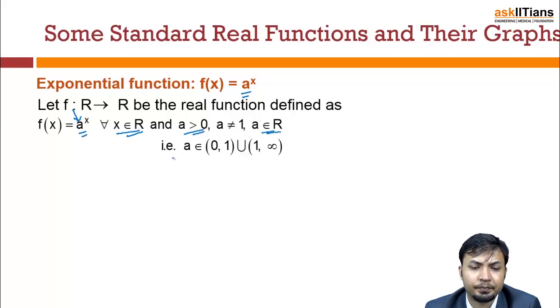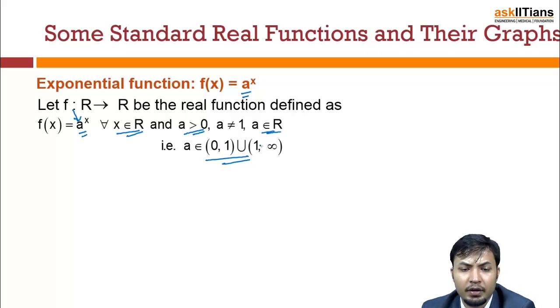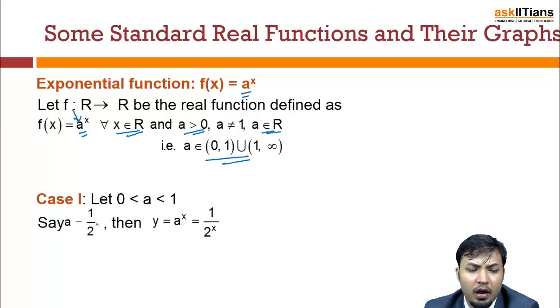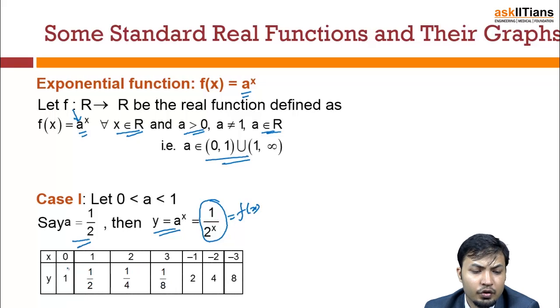So in this case, you see where my a lies: from 0 to 1 union 1 to infinity, but it cannot be negative. Let's take a look at case 1. Let's say my a lies from 0 to 1, say a is equal to 1 by 2. Then y is equal to this. So this is my function. If you look at the table of x and y for different values, I'll get these different outputs.